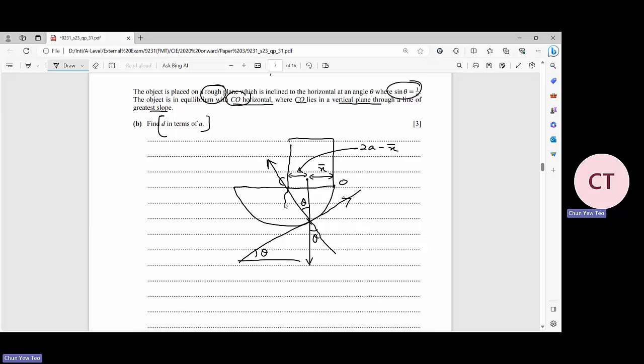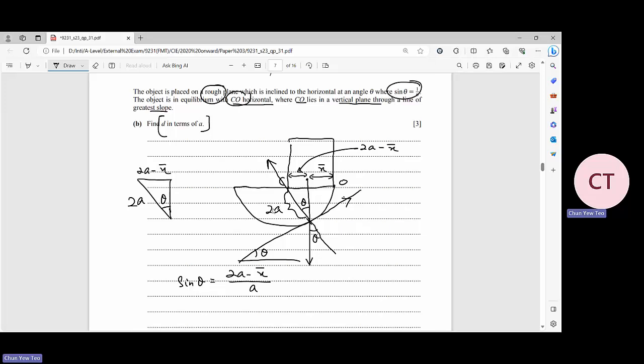This is the A. Okay, so if you focus on this triangle, and I take this triangle out, so this is the theta, this is the A, this is the 2A minus bar X, then you have sine theta is equal to the 2A minus bar X divided by 2A.